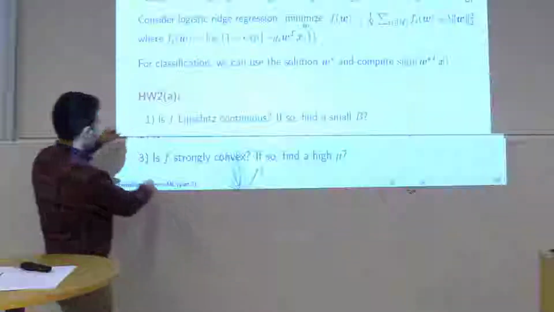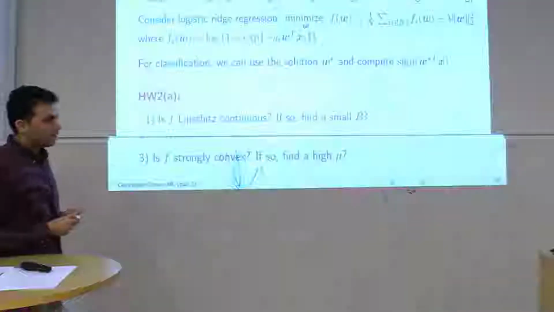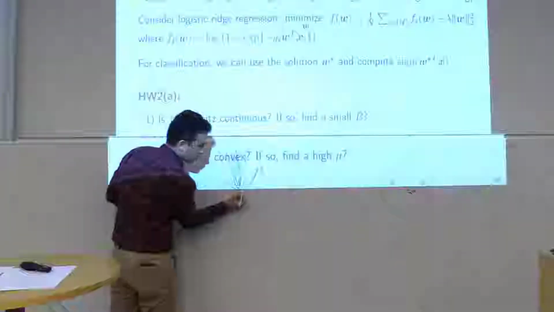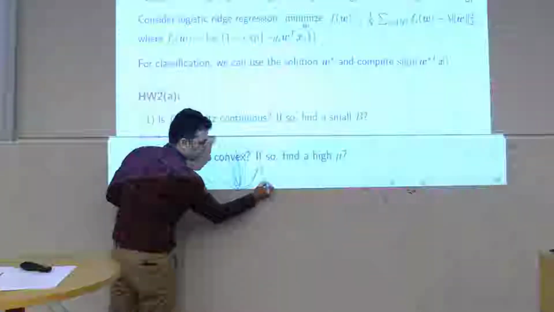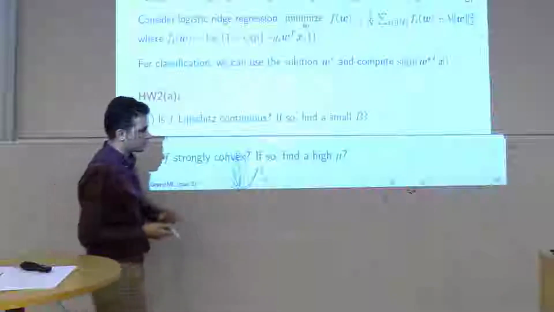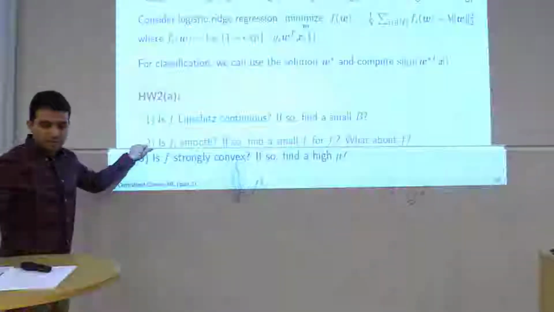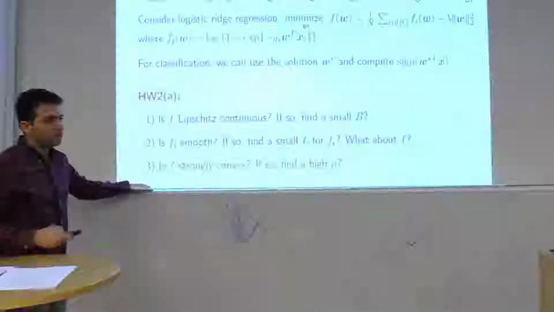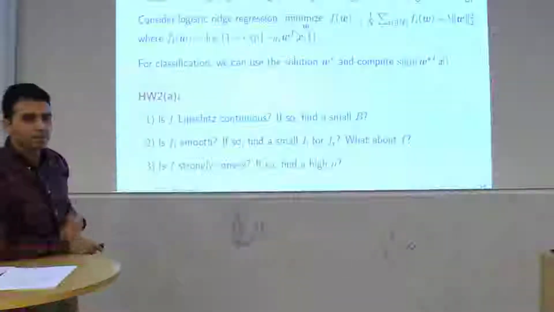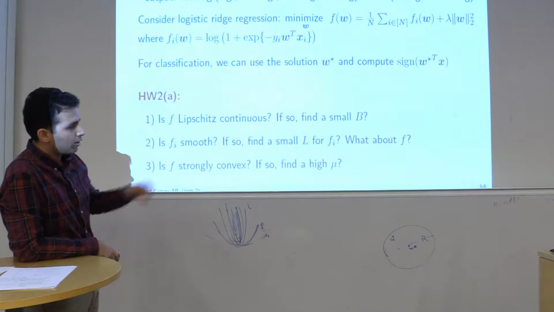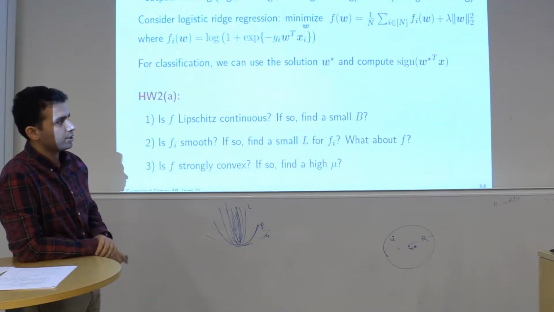The next one is, is f strongly convex or not? And then find a high mu. A high mu means that this is the lower bound with curvature mu, and then try to make it as close as possible to the actual f. If you can do that, then the performance bounds that you're going to have are going to be tighter and tighter. Okay, try to find these parameters for this.